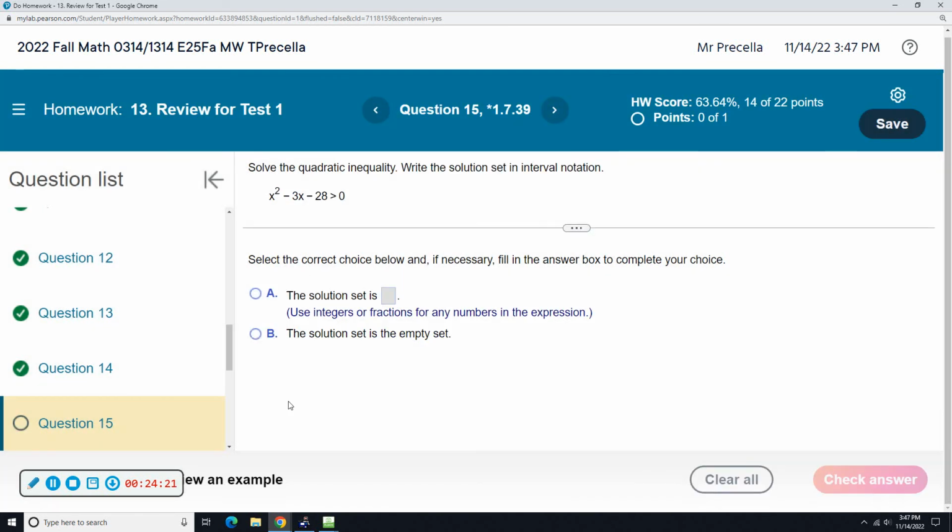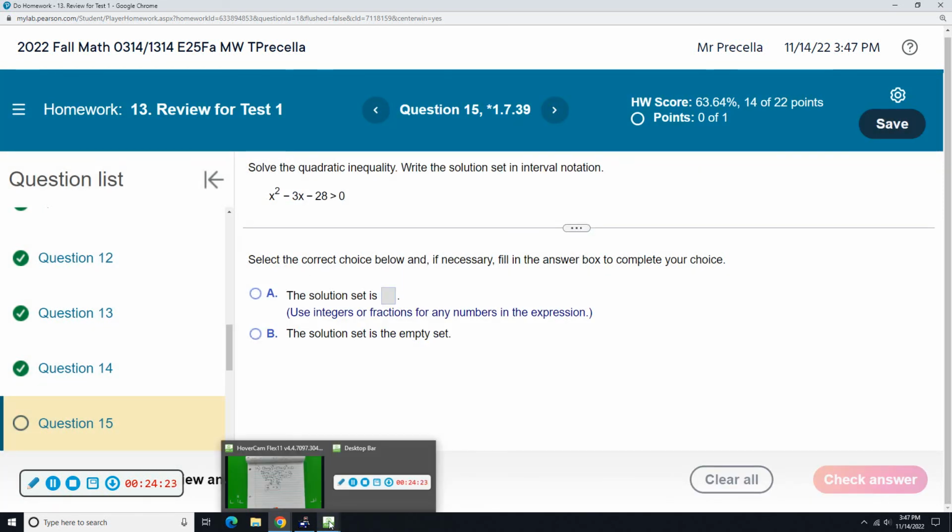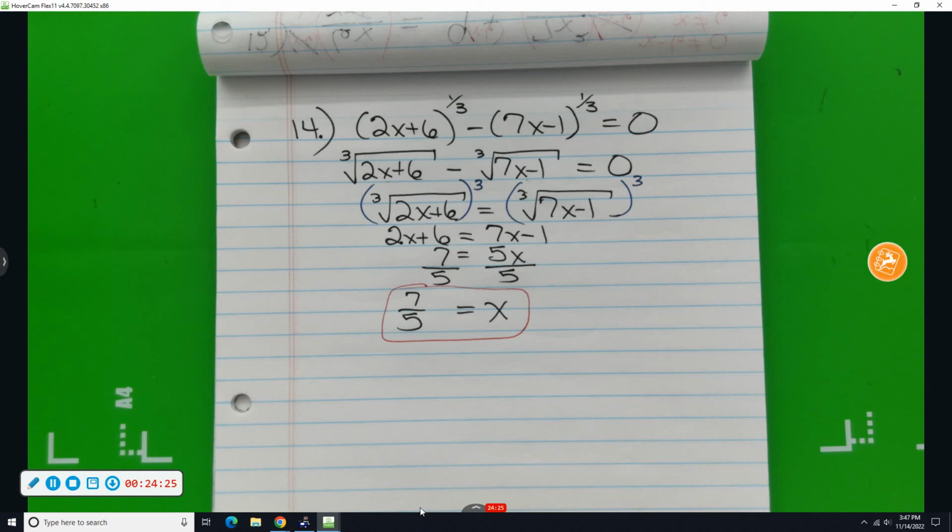Any questions there? Any questions? Remember, a 1/3 exponent is the same thing as a cube root. And once you realize that, the rest of it falls out very quickly.